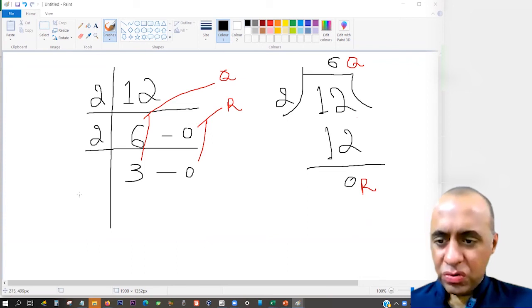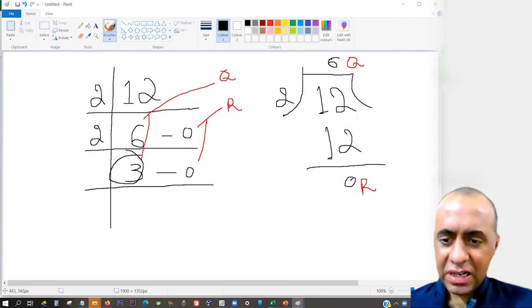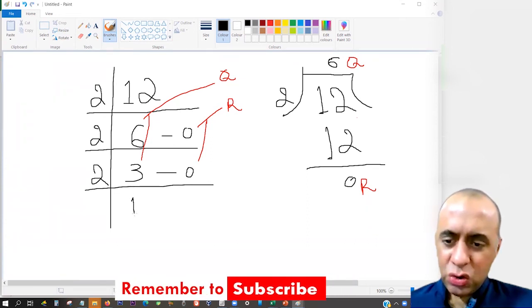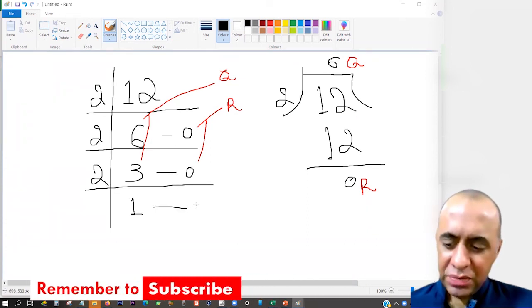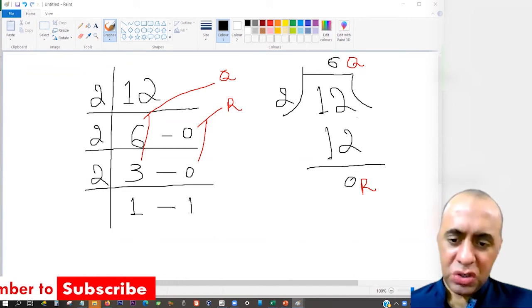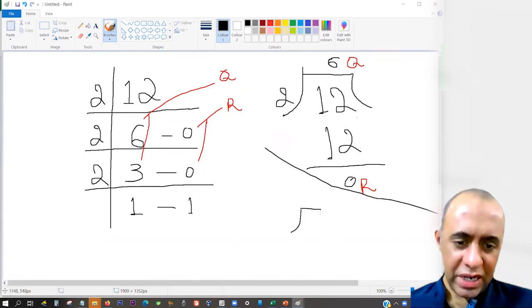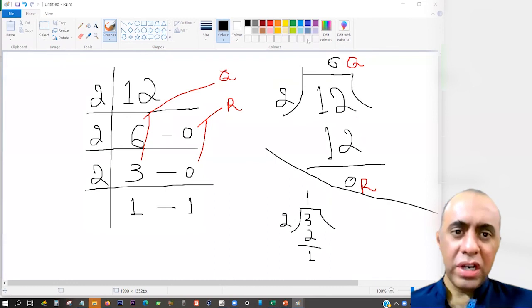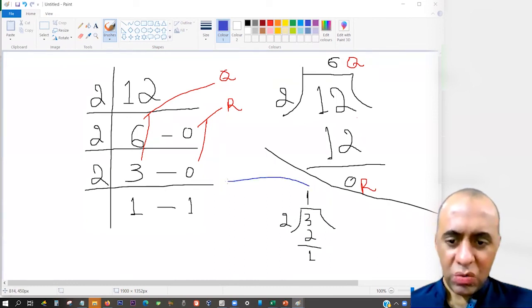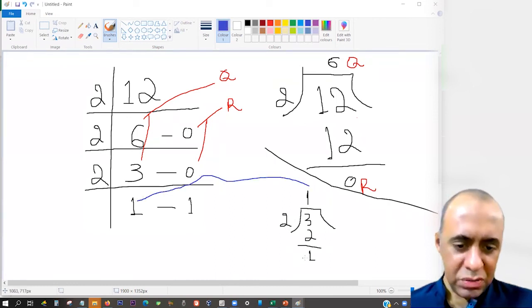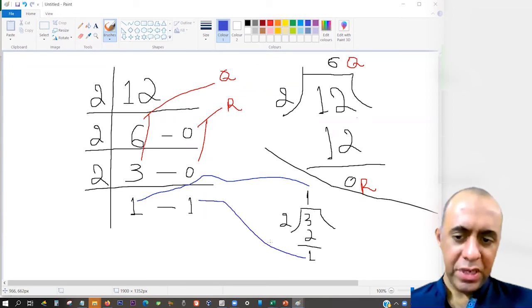Now you divide again because this 3 is still greater than 1. You divide it by 2, and you get 2 ones are 2, and on the remainder side you get 1. Let me show you this in long division style. If you're dividing 3 by 2, you get 2 ones are 2, and 3 minus 2 is 1, right? So this quotient 1 has gone over here, and this remainder 1 has gone over here.